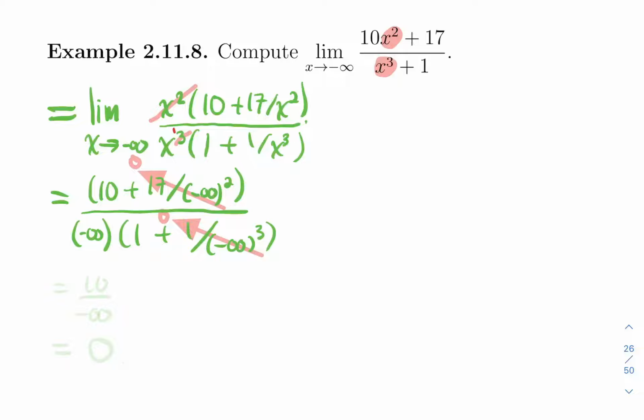All right, so now what are you left with? You're left with 10 over minus infinity, and any number over any power of plus or minus infinity is just going to give you a nice 0. So this function has a horizontal asymptote at y equals 0 going to minus infinity. All right.